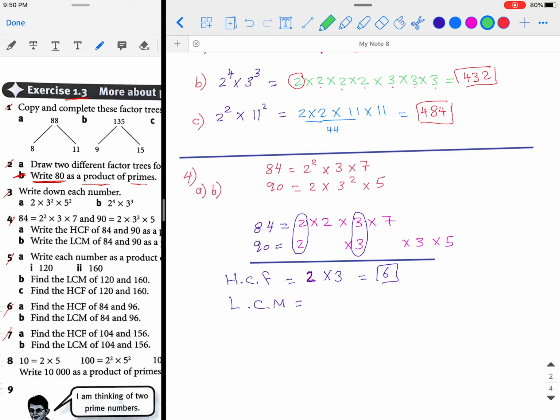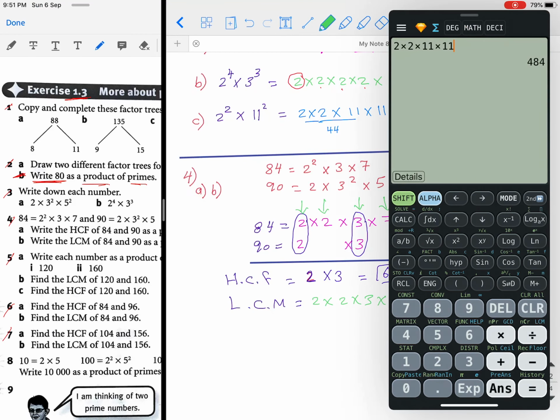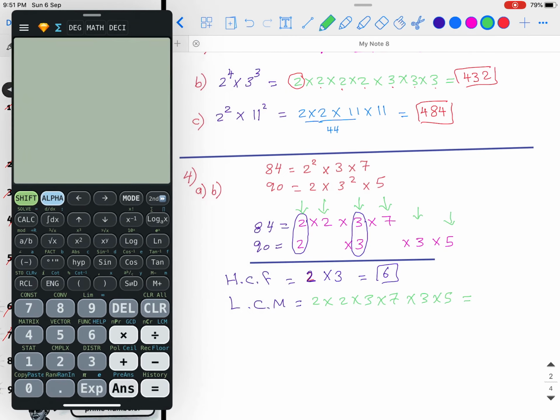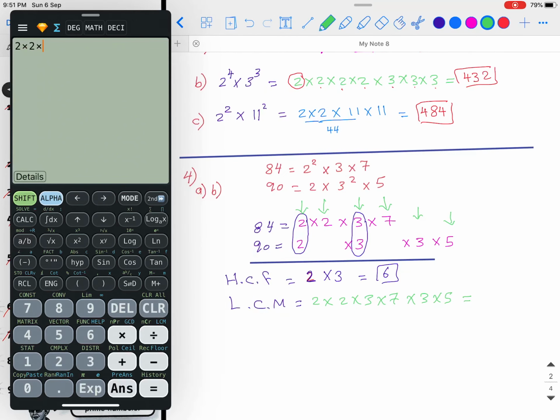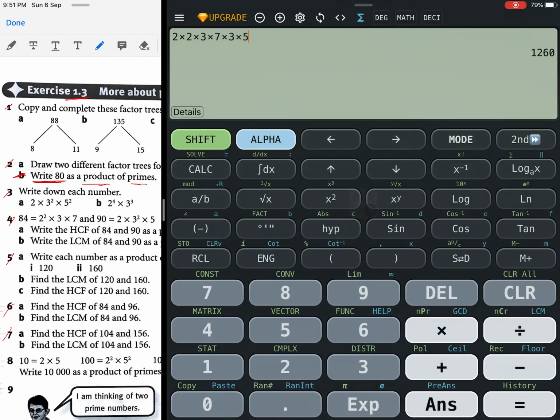Okay, how to calculate the LCM? Look, from each line, take one number. So it will be 2 multiplied by 2 multiplied by 3 multiplied by 7 multiplied by 3 multiplied by 5. It will be a big number, so use your calculator. 2 multiplied by 2 multiplied by 3 multiplied by 7 multiplied by 3 multiplied by 5, so you will get 1260. I hope it's simple.